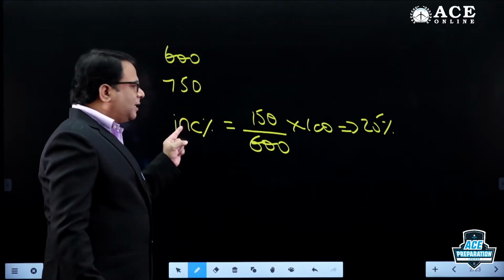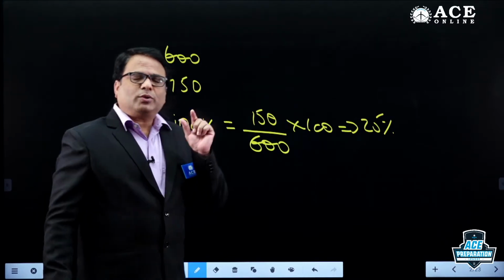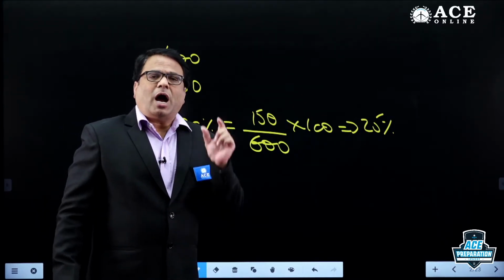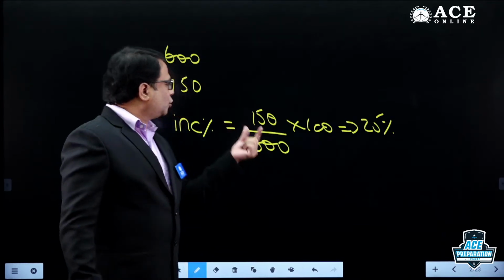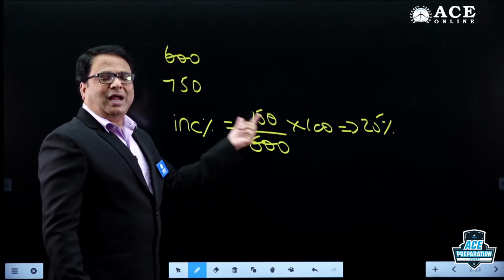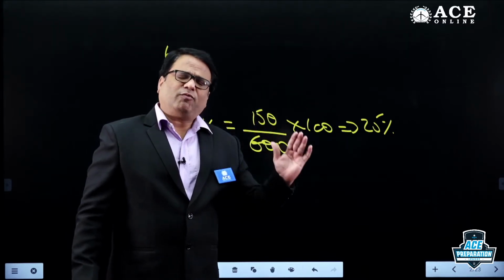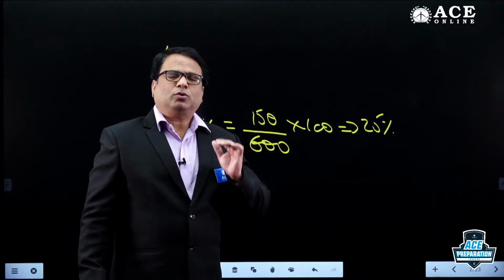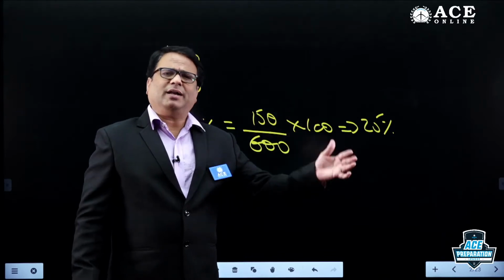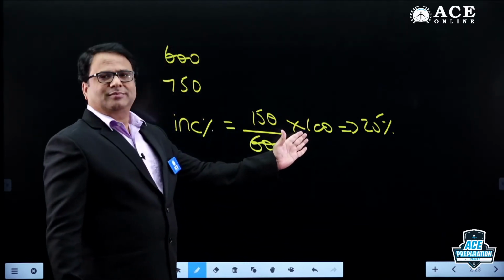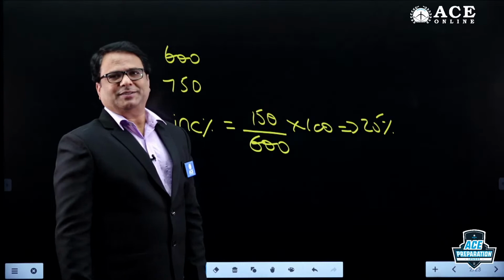We are calculating increase percent. So when you calculate increase percent, how much is the increase? That should be the numerator. And to convert any fraction into percentage, we have to multiply that fraction with 100. So into 100. That gives you the percentage.